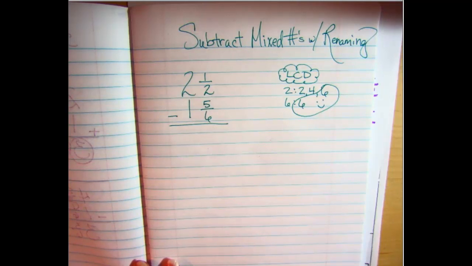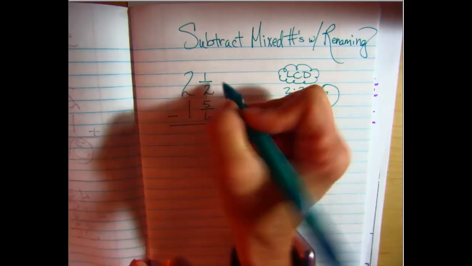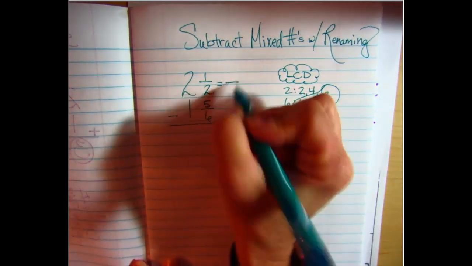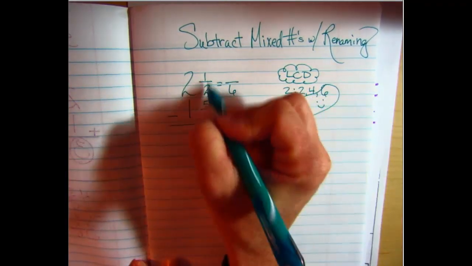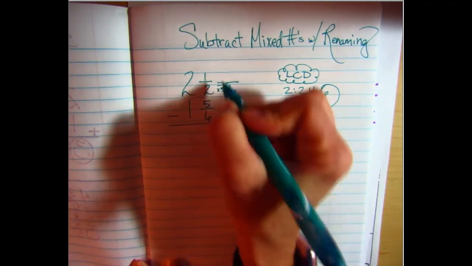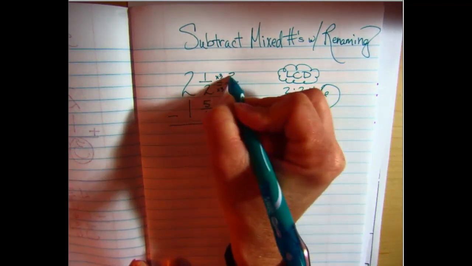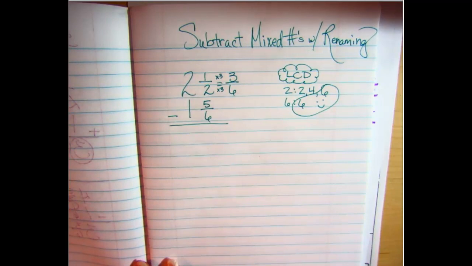So now I'm going to change the 2 1/2. And I'm going to dress that half up as 6ths. I know 1/2 is equivalent to 3/6.